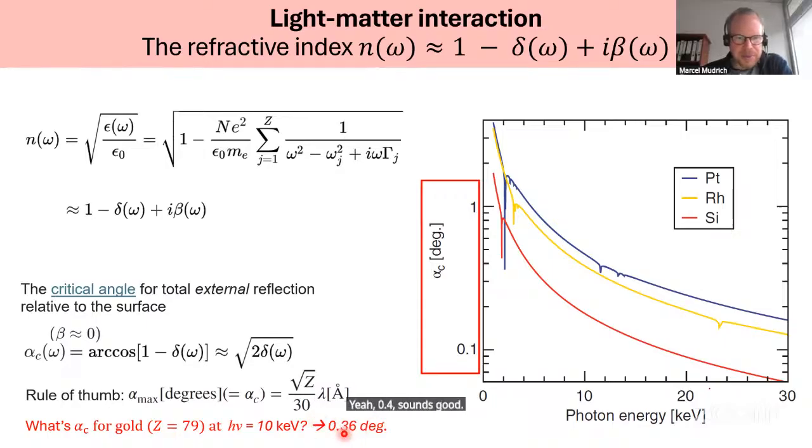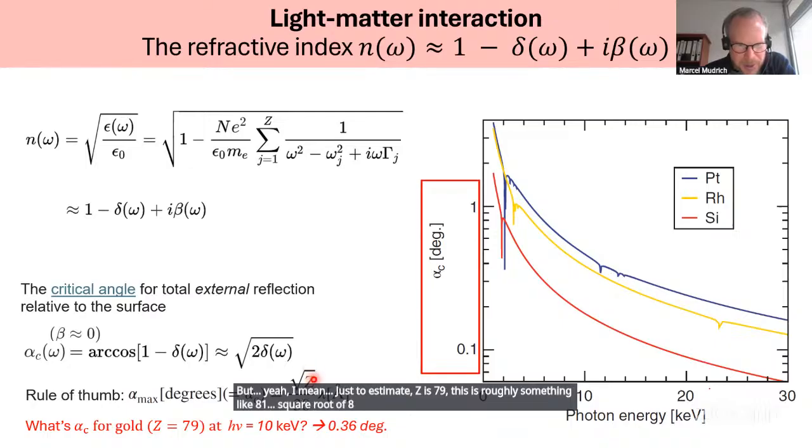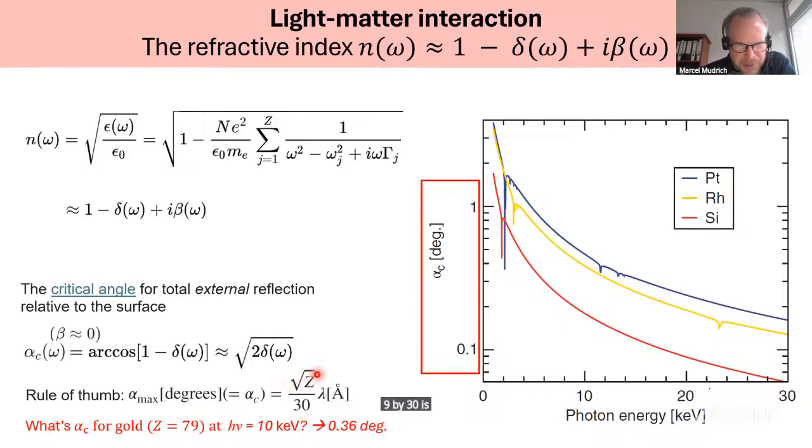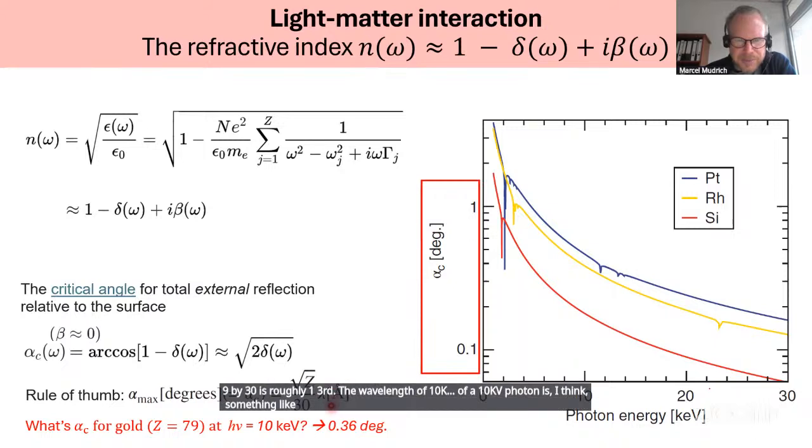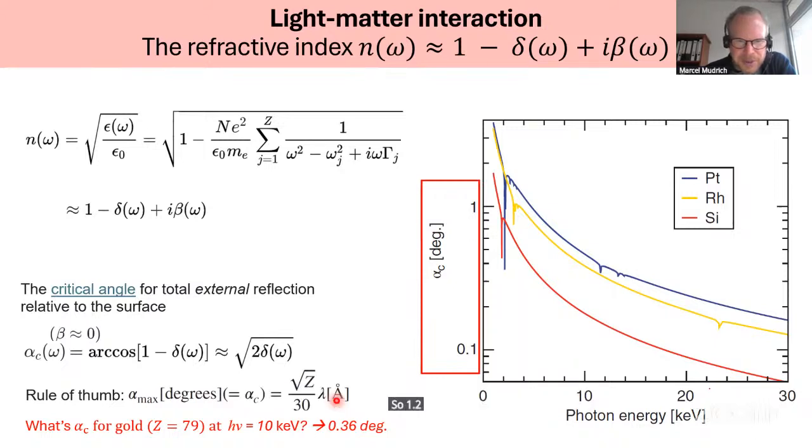I get something like 0.36 degrees, but just to estimate, Z is 79. This is roughly something like 81. Square root of 81 is 9. 9 by 30 is roughly 1/3. The wavelength of a 10 keV photon is, I think, something like 1.2 angstrom. So 1.2 angstrom times a third is something like 0.4 degrees. So 0.4 degrees.